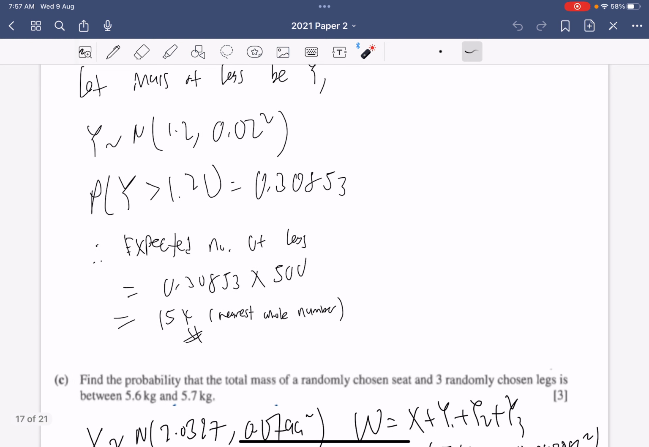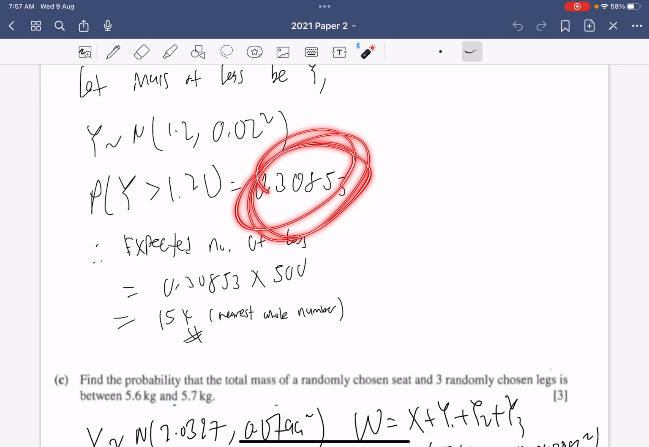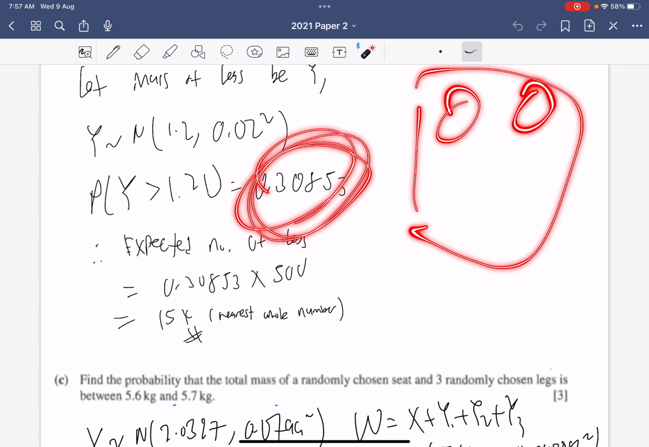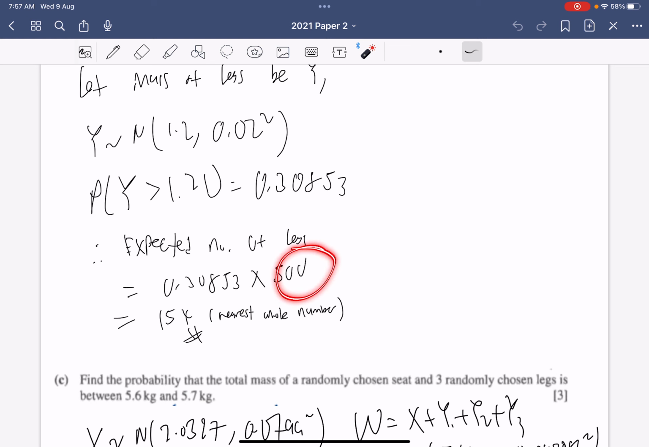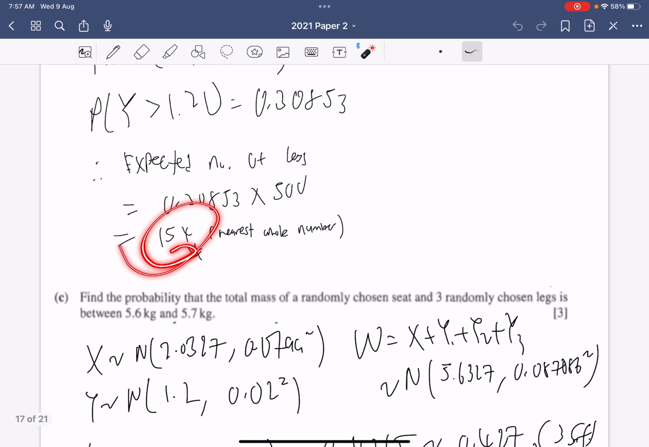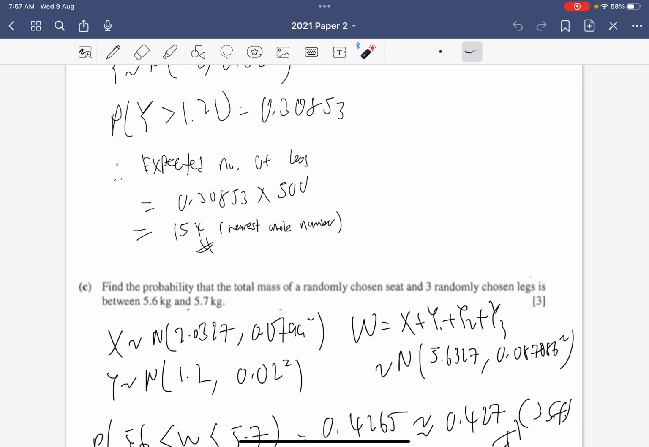Because the probability of this occurring is this, so you have a very large sample. A proportion of it coming out will be 500 times this chance of occurring. And then you just round off to the nearest whole number. Since it's the number of legs, you can't have a half leg.